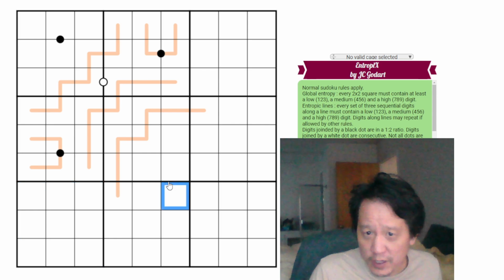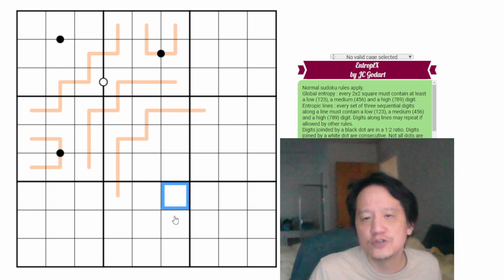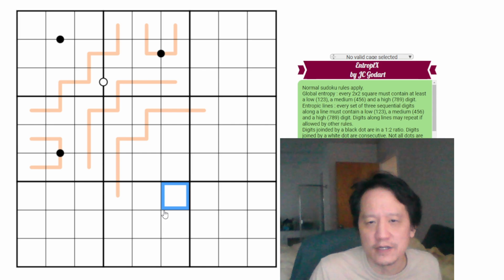Global entropy. Every 2x2 square must contain at least a low, that is 1, 2, 3, a medium, 4, 5, 6, and a high, 7, 8, 9 digit. So in every 2x2 square, there has to be a low, a medium, and a high, at least one of each.